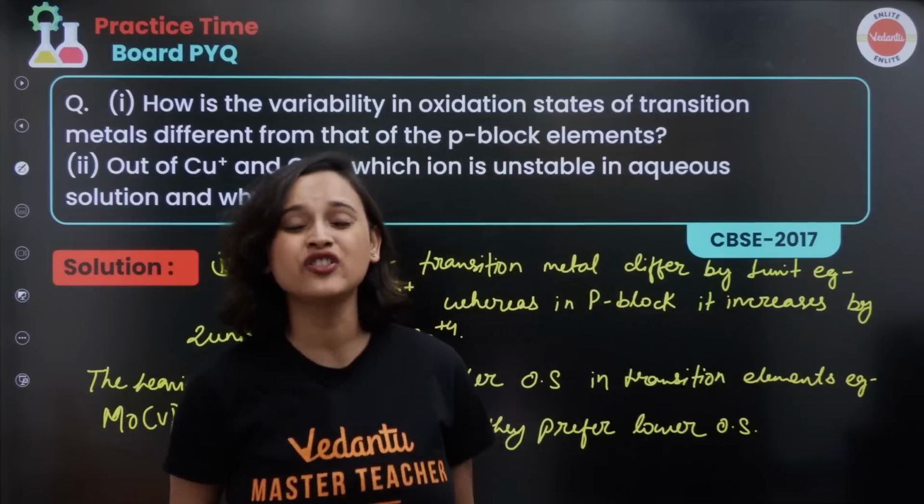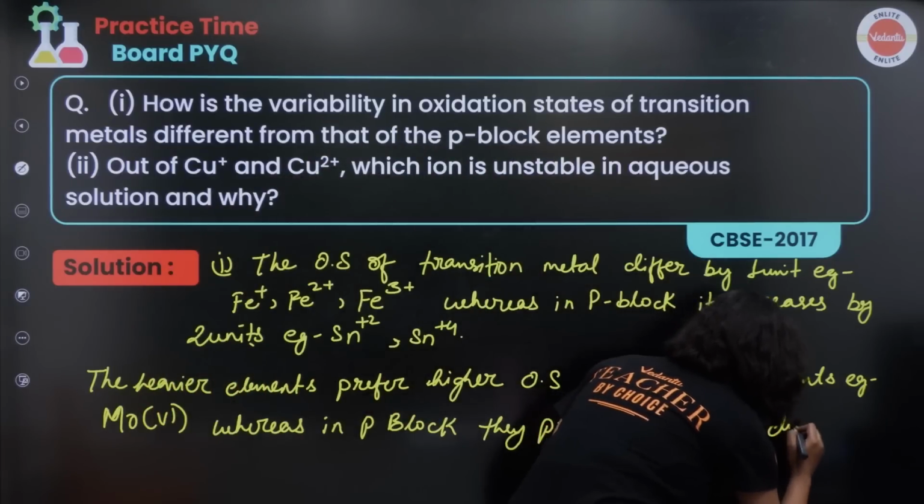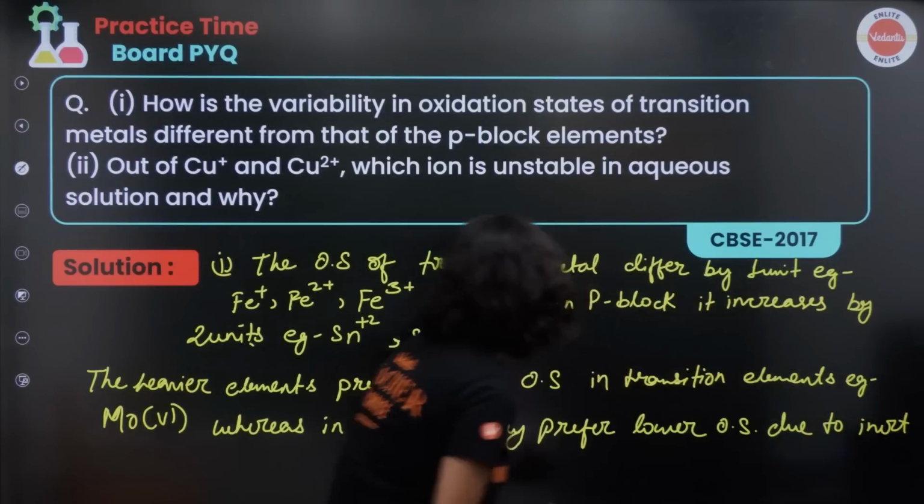Why do they prefer lower oxidation state? Due to inert pair effect. Let's write that also. Due to inert pair effect.